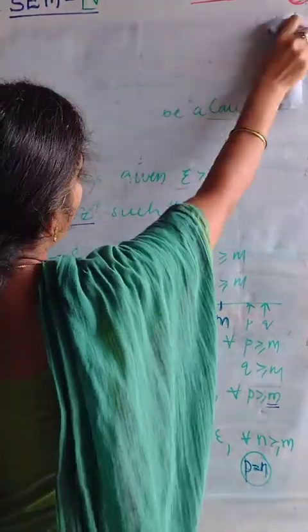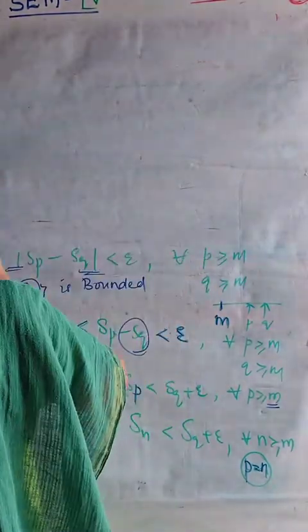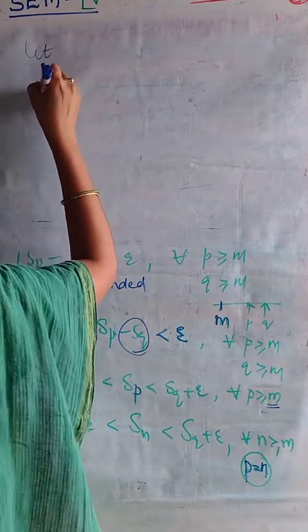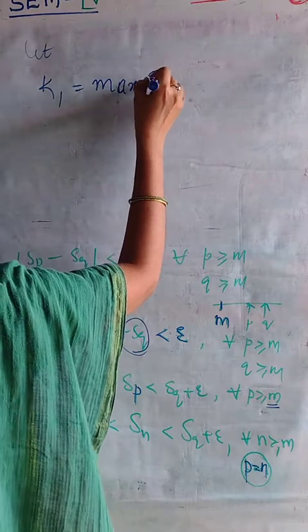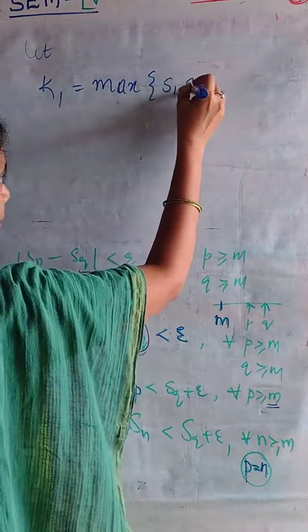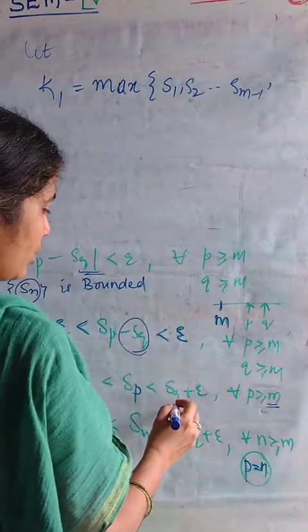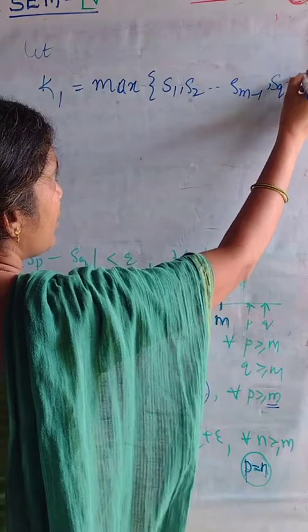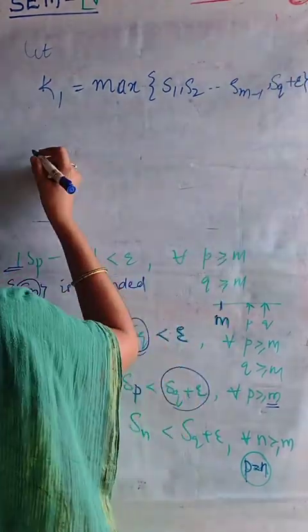To show boundedness, we must also include the first m terms, so using the same technique we discussed in the last classes, let us consider k1 as the maximum value of these first m terms and the upper bound. What is the upper bound here? Sq plus epsilon. If we take epsilon as 1, it becomes plus 1. In your notes, it is given as 1.